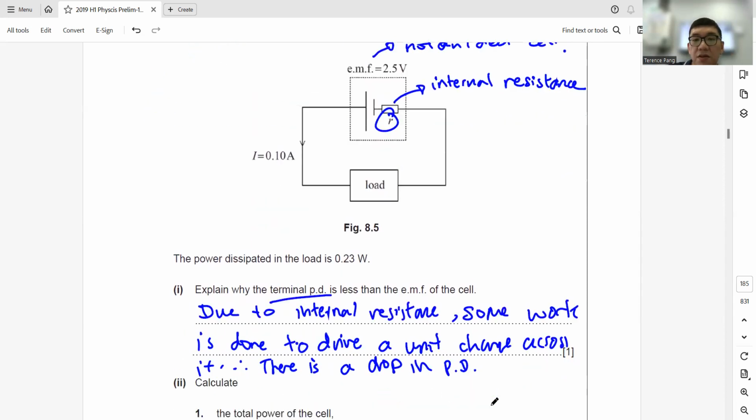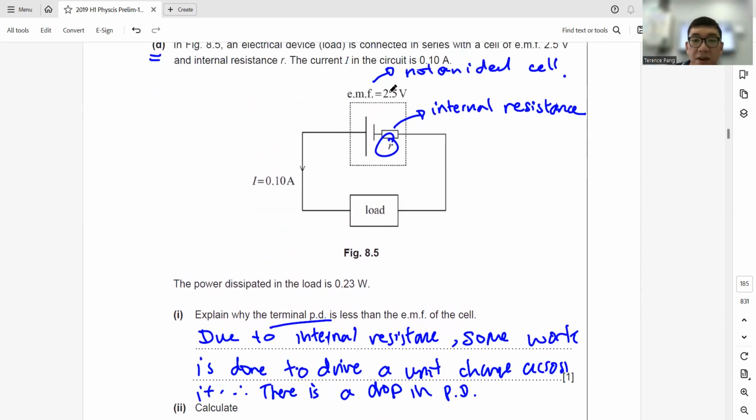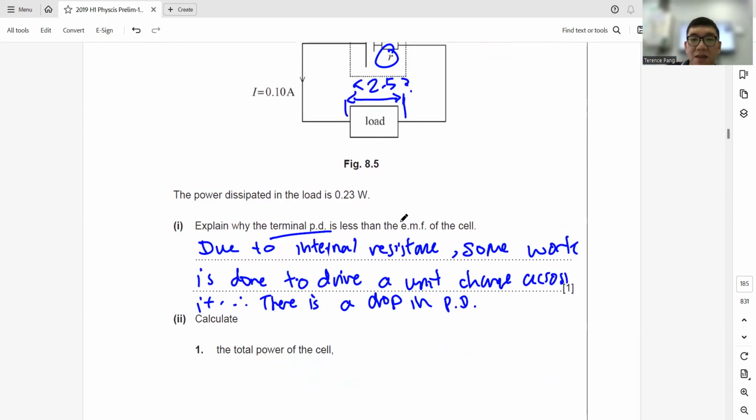Okay. So your 2.5 that you are given here comes from the cell. But are you getting 2.5 here? No, it'll be more or less. It'll be less than 2.5. So you have to find out what's happening.